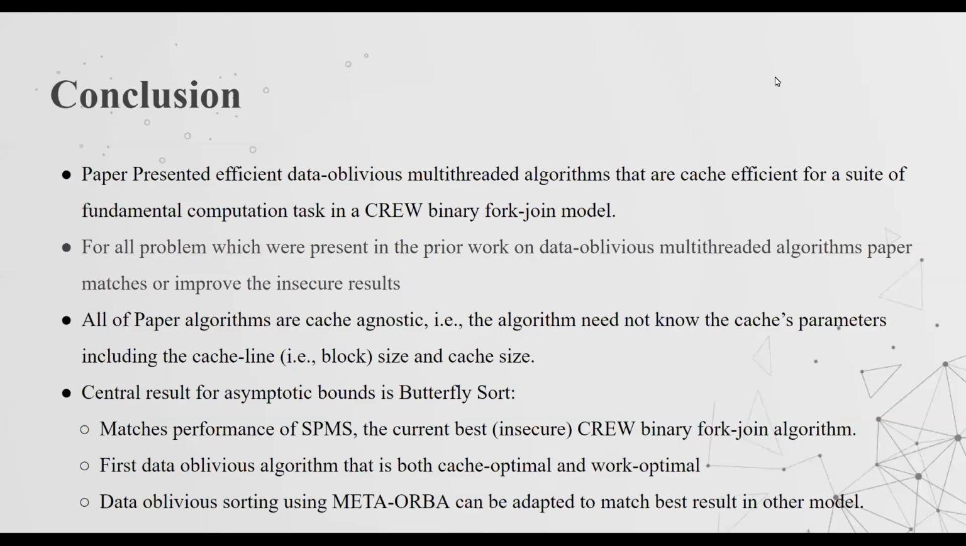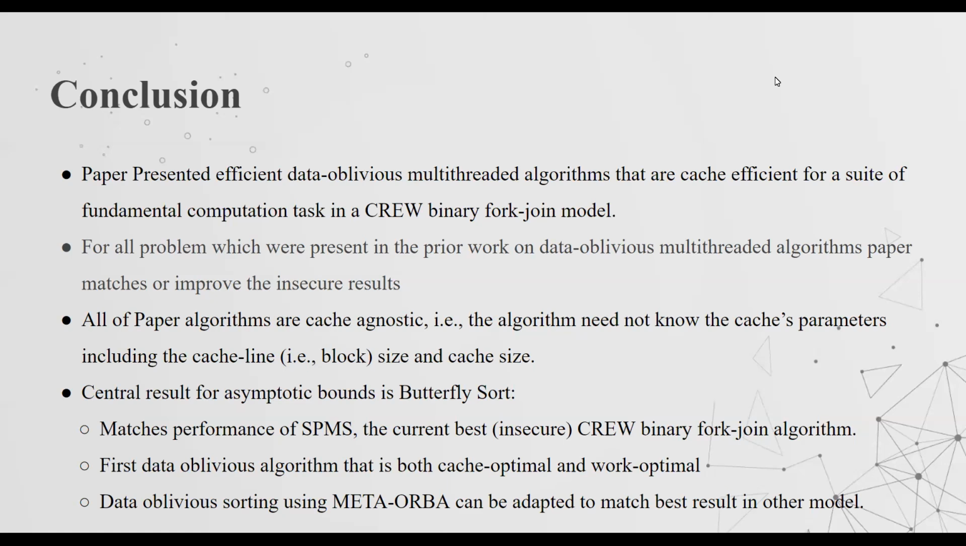As discussed in the previous slide, we will try to derive some conclusions from this paper. So what is this paper really doing? This paper presents efficient data-oblivious multithreaded algorithms that are cache efficient for a suite of fundamental computational tasks in the binary fork-join model, starting with sorting. Then the paper presents how to get privacy for free for a range of tasks in this important parallel computational model.